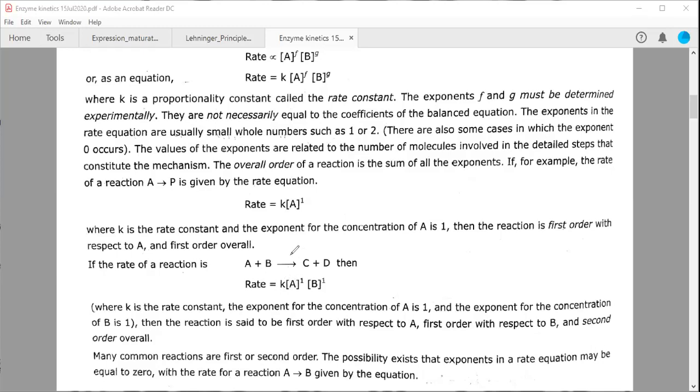So K is the proportionality constant. These are substrate concentrations, right?